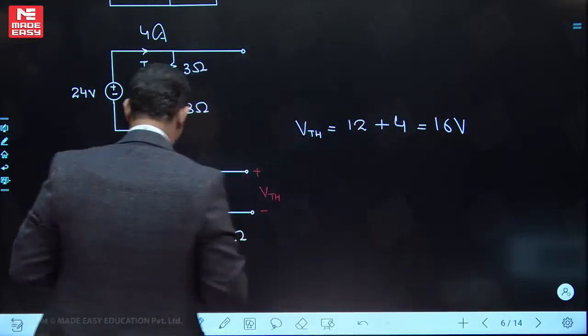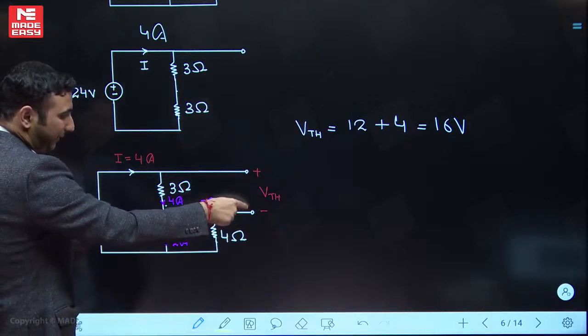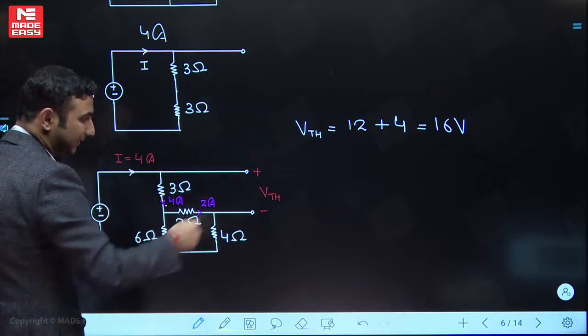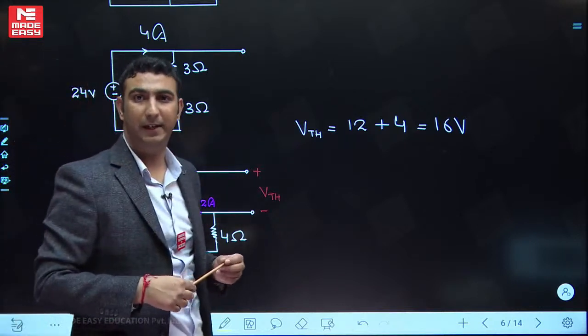Okay, we have applied KVL here. If I apply the KVL, VTH will be 3 into 4, 12, plus 2 into 2, 4, 12 plus 4, 16, which will be our answer for VTH.